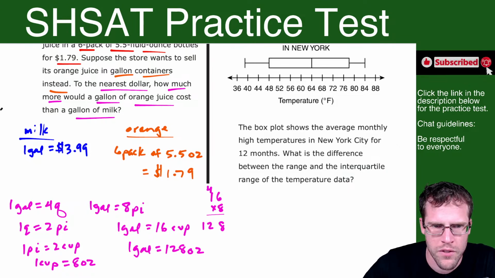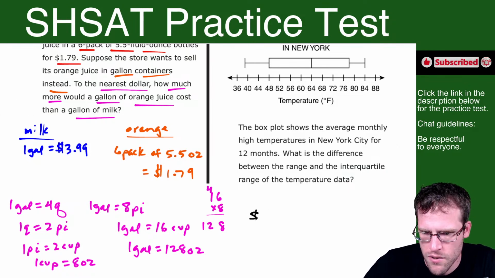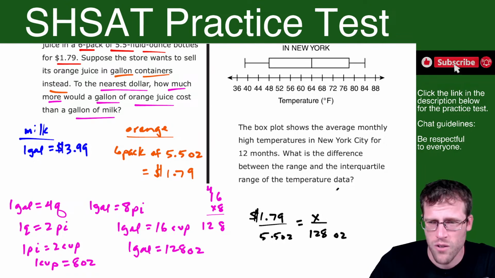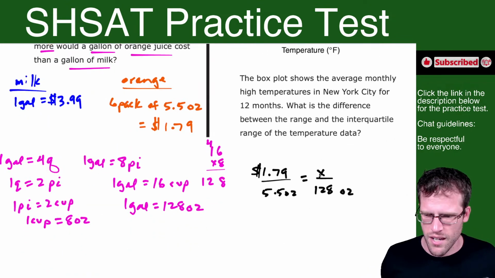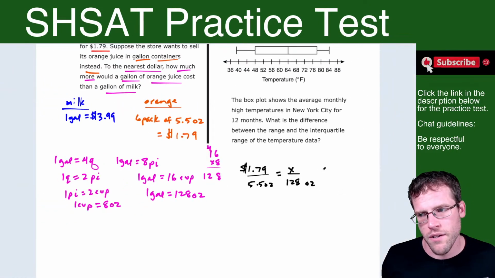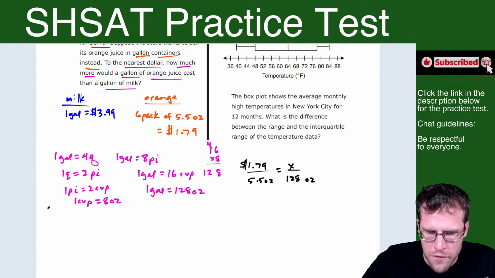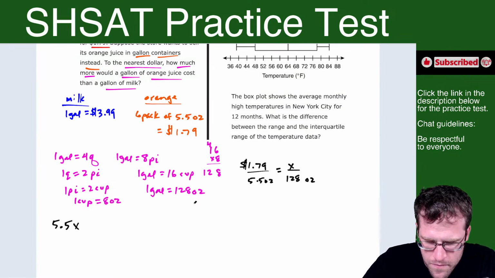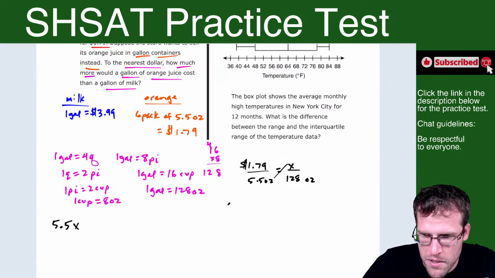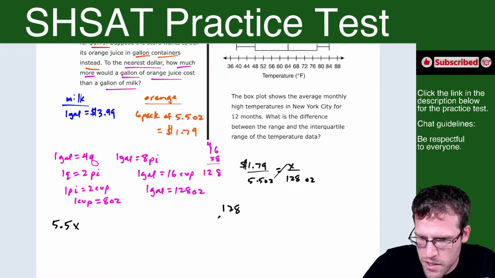So now if we do a proportion here, if it's $1.79 for 5.5 ounces, this is going to be equal to X dollars for 128 ounces. Oh, yikes. Without a calculator? This is just unnecessarily torturous. But let's do it. So 5.5x equals... and there's probably a ton of traps. Hopefully I didn't step in like 10 of them already.